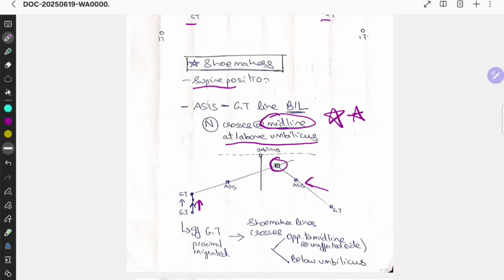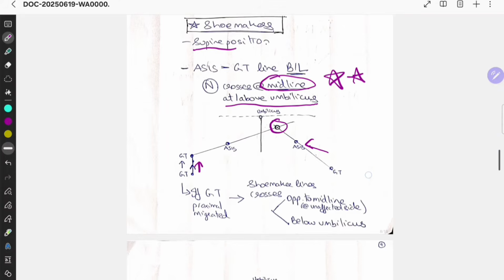Okay, so normally both the ASIS GT lines cross the midline at or above the umbilicus, but whenever there is proximal migration of GT, the Shoemaker line crosses opposite to the midline. That is what you have to remember, at the unaffected side, and usually they cross below the umbilicus, as you can see in this schematic diagram.